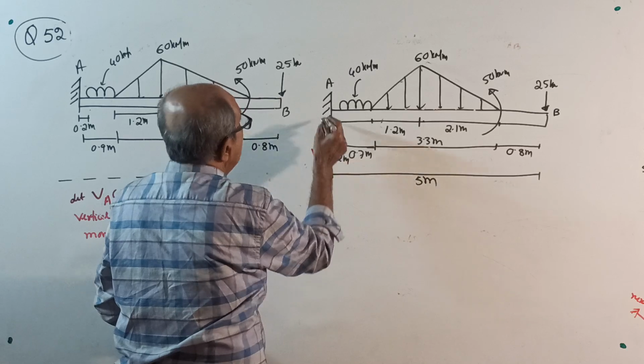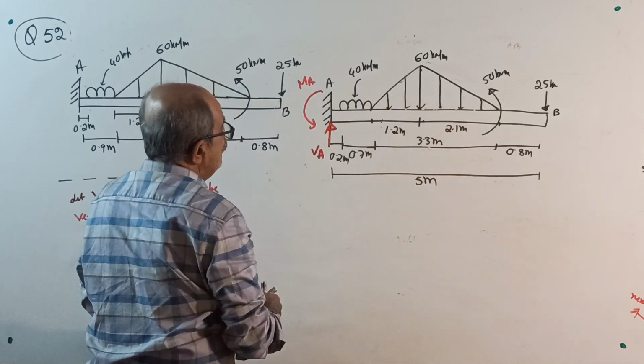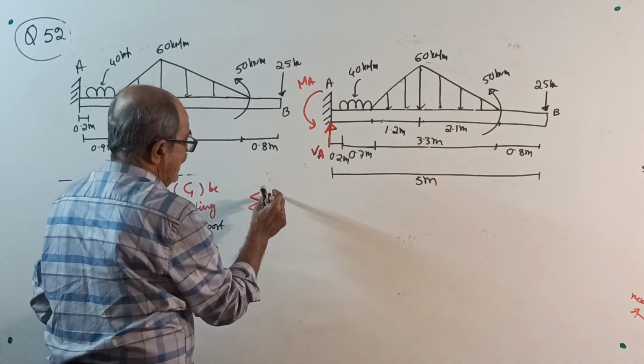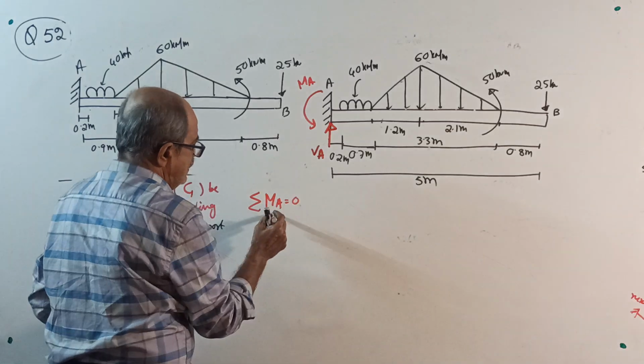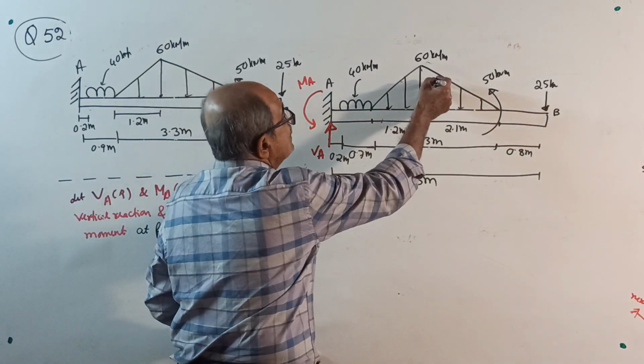Vertical reaction VA, reacting moment MA. Okay, start. Take moment about A. Sigma M about A equal to 0. Take clockwise positive. Now, this I will write last, not now.